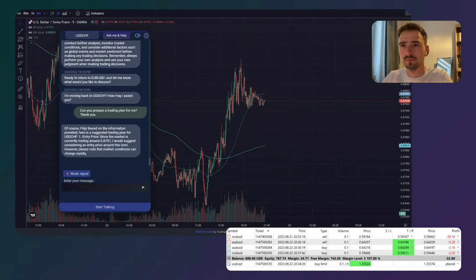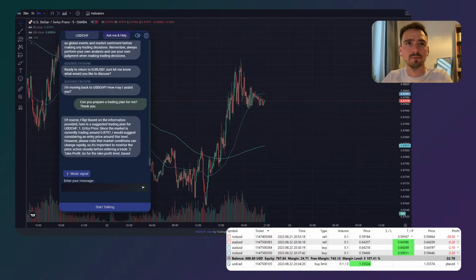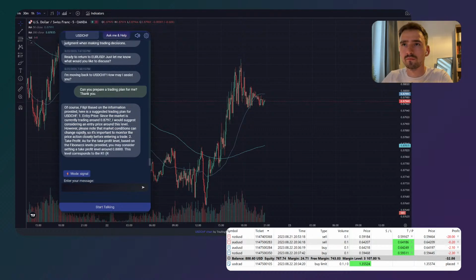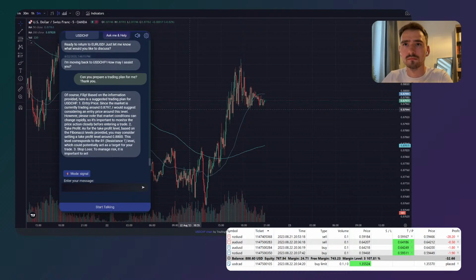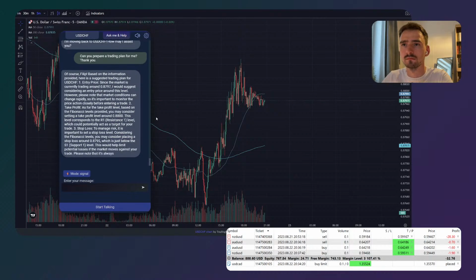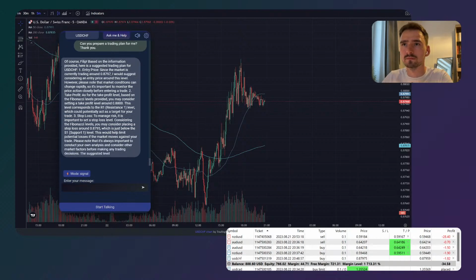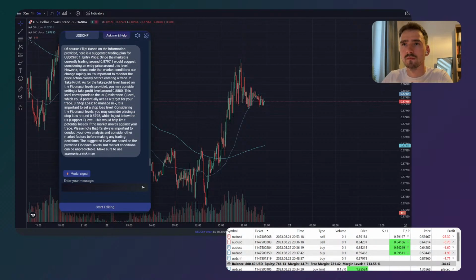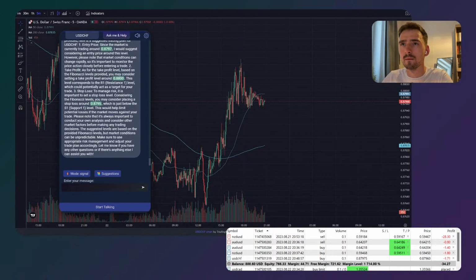Of course, Philip. Based on the information provided, here is a suggested trading plan for USD CHF. 1. Entry price. Since the market is currently trading around 0.8797, I would suggest considering an entry price around this level. However, please note that market conditions can change rapidly, so it's important to monitor the price action closely before entering a trade. 2. Take profit. As for the take profit level, based on the Fibonacci levels provided, you may consider setting a take profit level around 0.8800. It's all set. So we'll see about that.